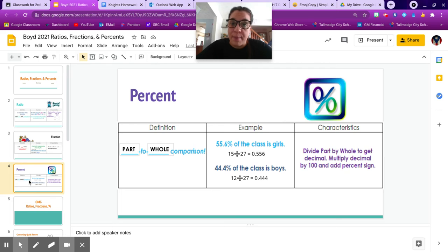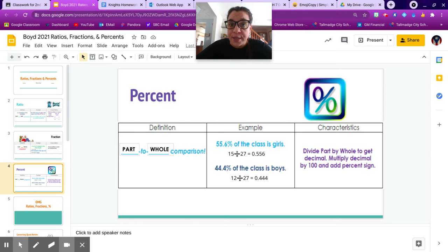The last vocab word that we need to review is a percent. And you should remember that a percent is a part to whole comparison as well. But the whole is always 100. So when we talk about a percent, we're talking about a part out of 100. So if I want to turn a fraction into a percent, which is what you're going to be doing today, you're going to divide the numerator by the denominator. That's going to give you a decimal. Then you're going to take that decimal and multiply it by 100 to get your percentage.